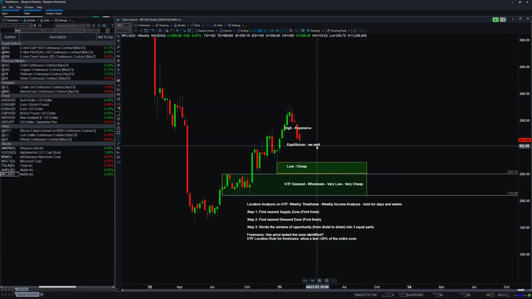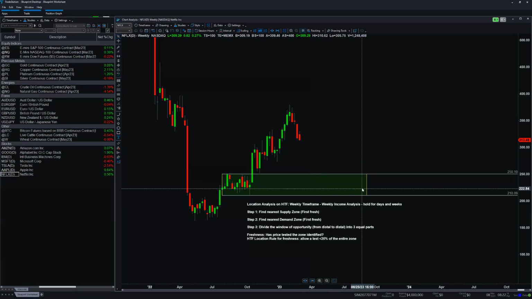And I have to start from scratch. Well, this would still be fresh, but now that price has moved for 2 months, what we need to do is we need to redo and reevaluate the chart. We need to reevaluate whether this is still considered cheap, very cheap, because things can change, right? Things can change, especially in 2 months' time.